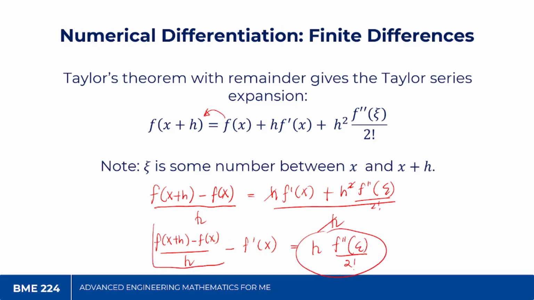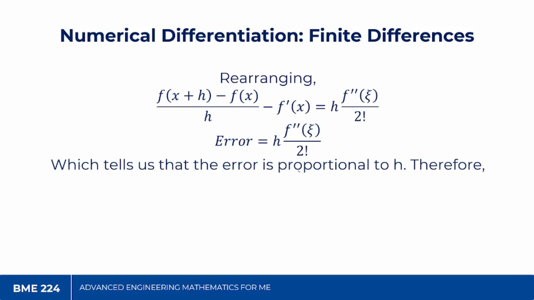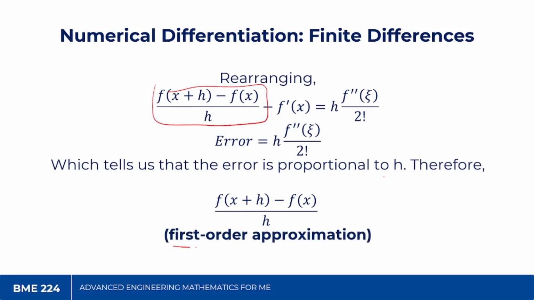Now, this is our approximation, right? So our approximation, and this is the true value of our first derivative at that given point x, is equivalent to the error. Meaning to say, the error is equivalent to this one, which tells us that the error is proportional to h. If this error is to be minimized, then this one is the approximation, or we call this the first order approximation of our first derivative.